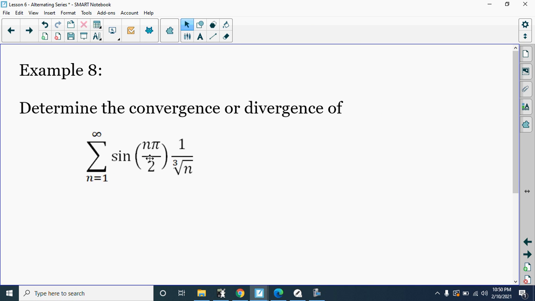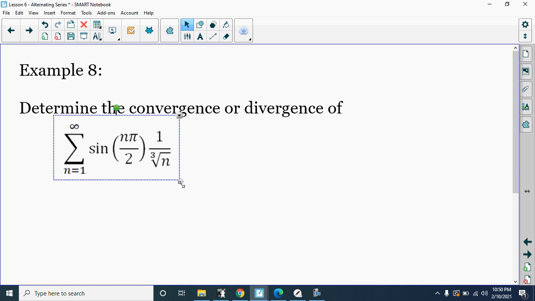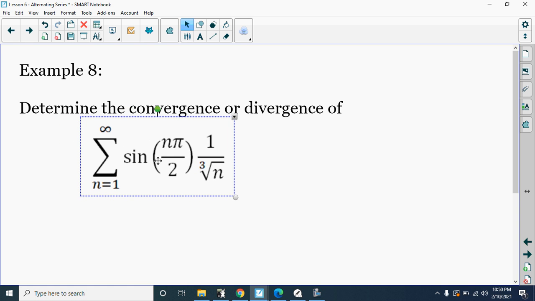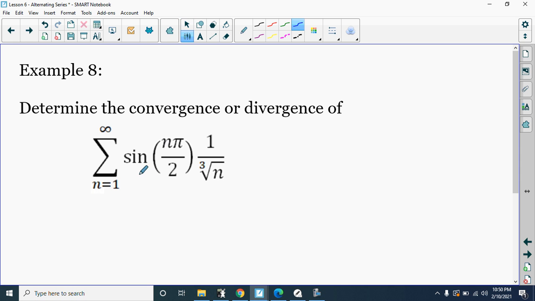And last example here, it looks kind of funky. The sum as n goes from 1 to infinity of sine of n pi over 2 times 1 over the cube root of n. If we plug stuff into this part here, if I plug in 1, I get sine of pi over 2. Sine of pi over 2 is 1.